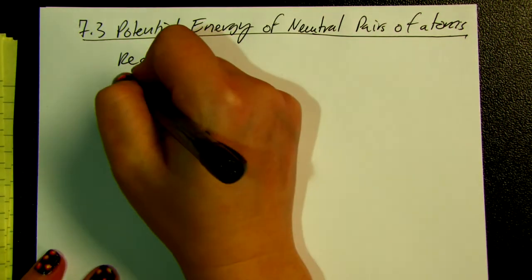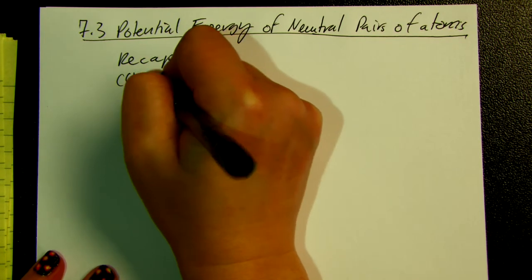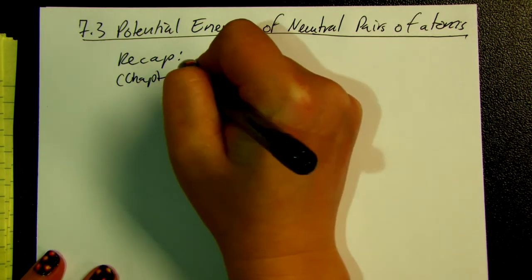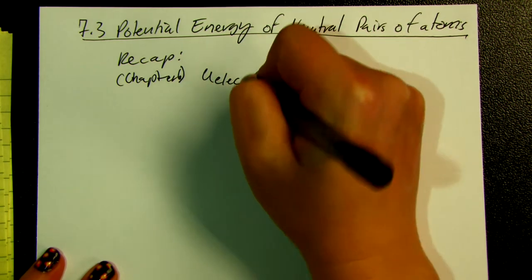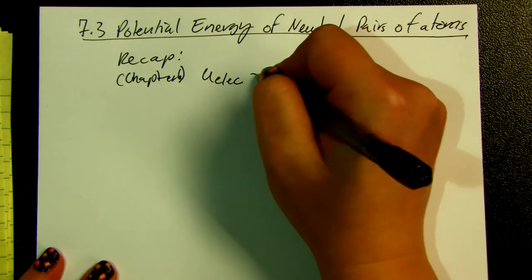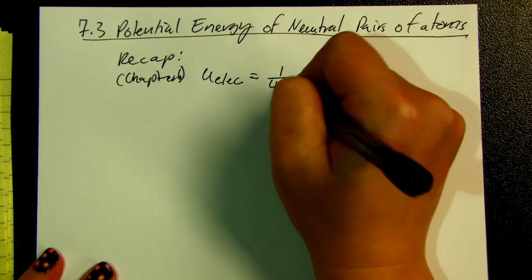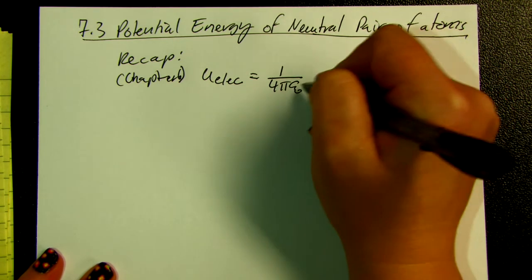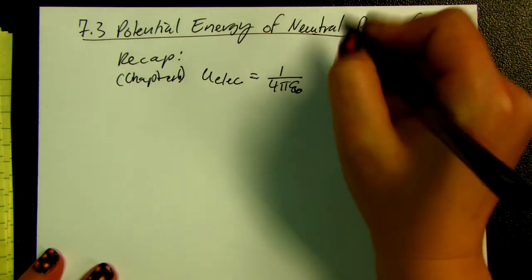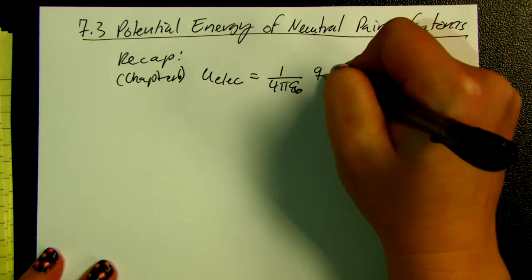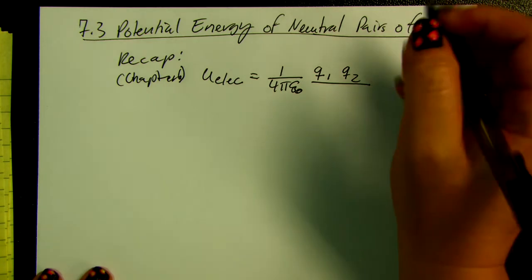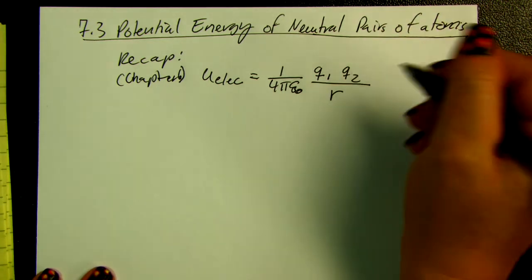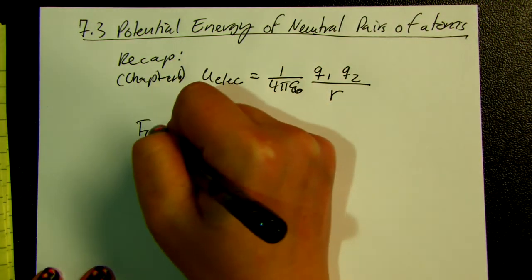So in chapter 6, we talked about that the potential energy between two charged objects is equal to 1 over 4 pi epsilon naught. This, of course, was discussed after we went online, so feel free to go back to week 12's lectures to review this. So we have Q1, Q2 over R for two charged particles.